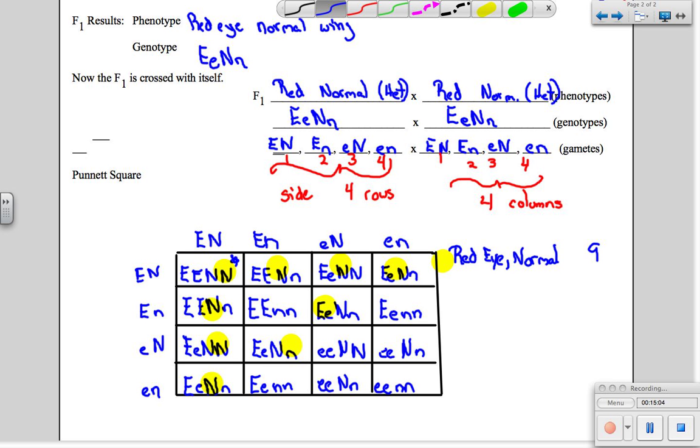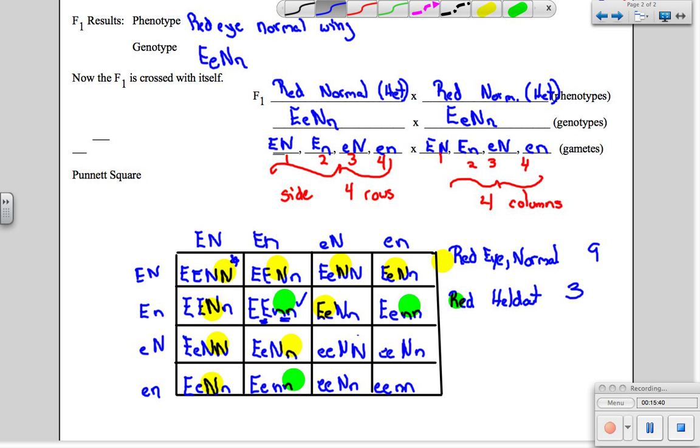Let's consider the next open box right here. This one has red eyes and held out wings because they have the double recessive for that. So let's figure out how many red held out flies I have. Let's assign them green. You can also do this with symbols. Red held out, red held out, red held out. So I have 3 flies that show that red held out phenotype and genotype.